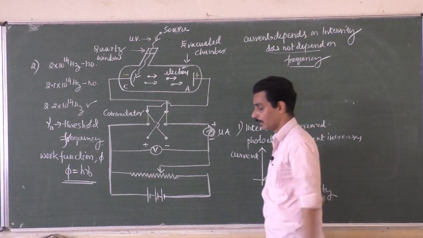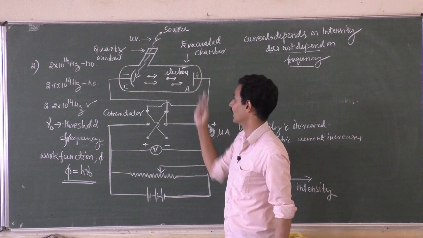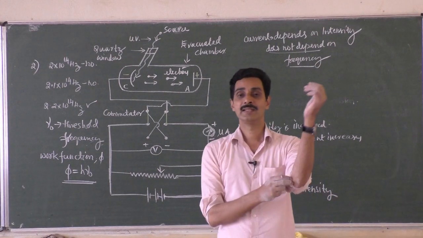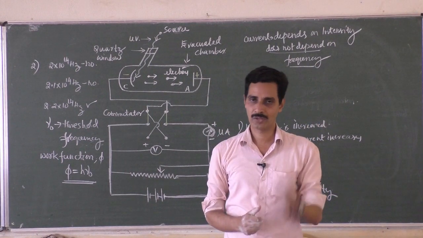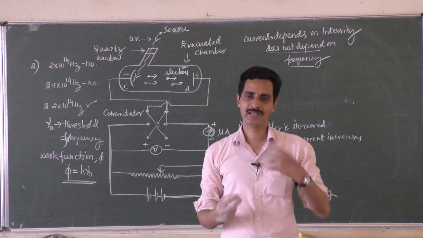Okay, electrons have come out, and these electrons have started moving towards the anode. And now I want to see whether these emitted electrons have energy or not. I can give you the answer now only. How did Einstein explain it?